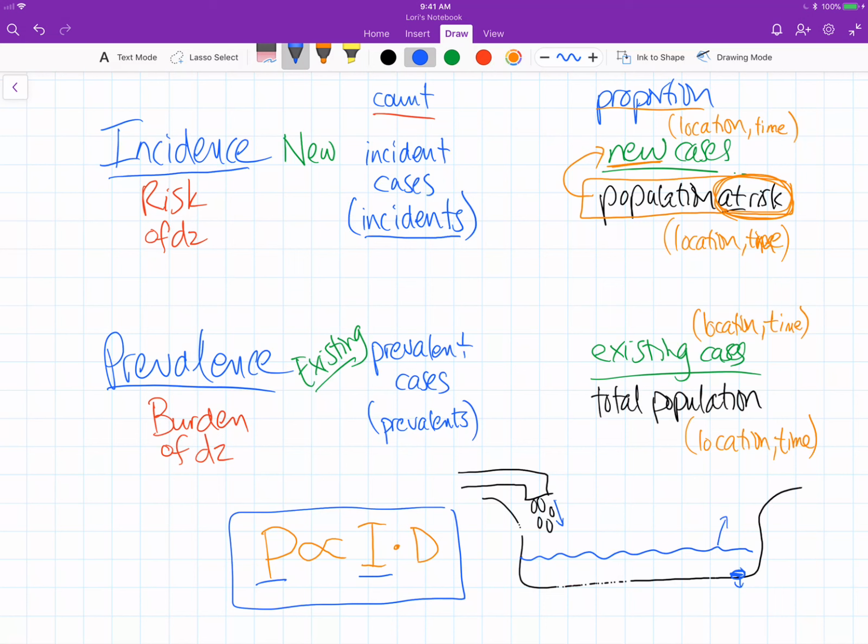As soon as you change any of those parameters, then it's not going to be as descriptive of what's going on. But think about the prevalence here as the water level, and the incidence as the new, remember this is new water coming into the tub. Prevalence is existing water that's already in the tub, and how long it stays in the tub is determined by how much water can escape through the drain.